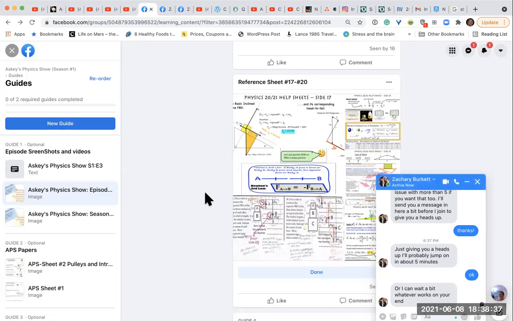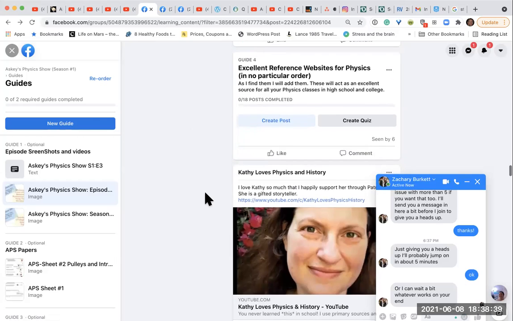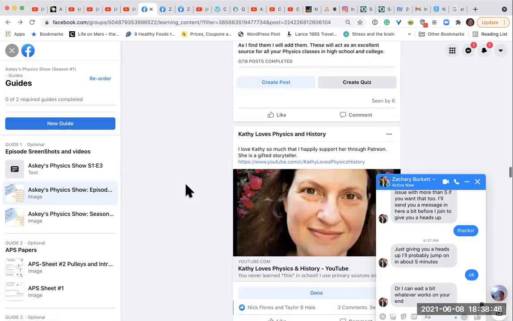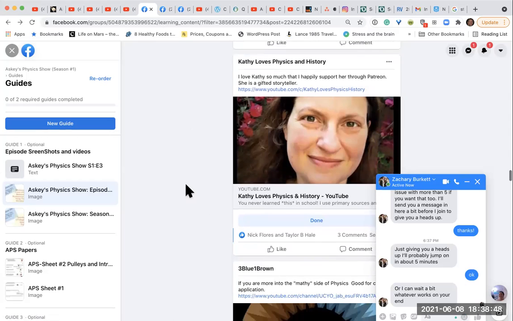Okay. And then the next one is new, and these are reference websites for physics. They're in no particular order. There's about 12 or 13 of them. And these are some of my go-to websites.